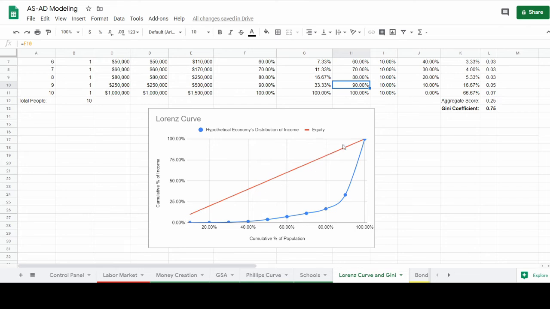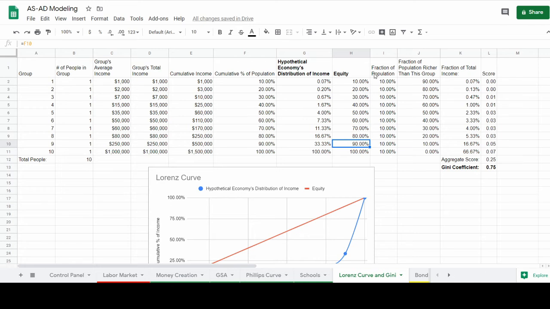So if we were to take the entire space under the red line as a huge triangle, and then try to figure out what percentage of that triangle only exists below the blue line, the space that's underneath the blue line. Why do we want to know that? Because the opposing space, which is the space between the blue line and the red line, is the size of the difference between equality and what our society is experiencing. And we want to know how big that size is. The bigger the size of that difference, the more unequal we know our society is.